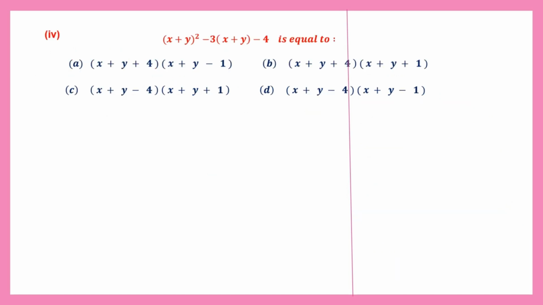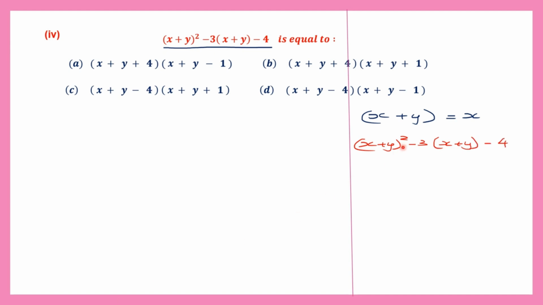Question 4. So here I have x plus y square minus 3 into x plus y minus 4. So here, since I have x plus y inside like this, I can consider x plus y to be x. Let me consider x plus y to be x. So in that case, let me write down this question. The question given to us is x plus y the whole square minus 3 into x plus y minus 4.